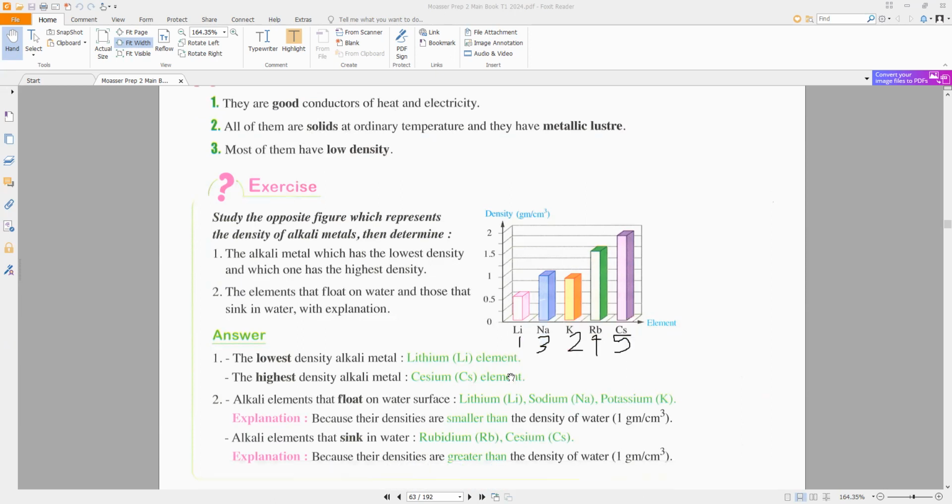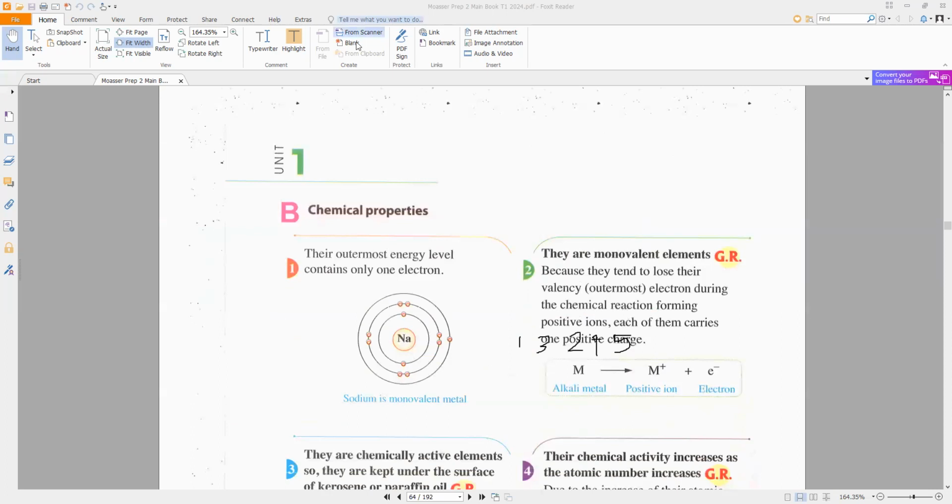Order the elements according to density from the smallest to the largest in group 1A. Lithium has the smallest density, then potassium, then sodium, then rubidium and cesium. The first three elements, lithium, sodium, and potassium, have the smallest density, so they float on the water surface. Rubidium and cesium have large density, so they sink in the water. This is about the physical properties of group 1A, the alkali metals.